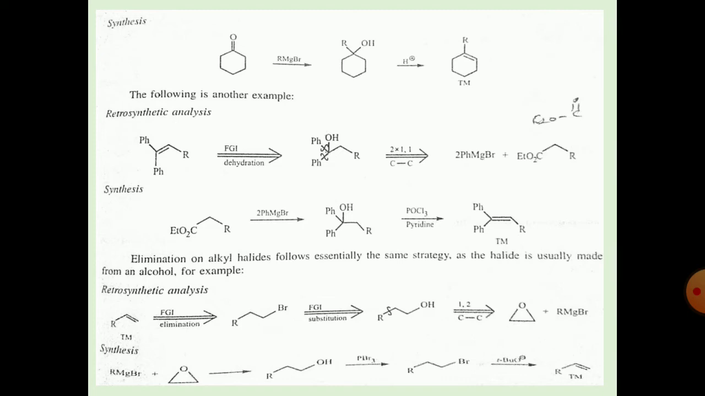The simple synthesis is that RMgBr is reacted with the epoxide ring, forming this alcohol, and PBr3 for the Appel reaction forms this alkyl halide, and then tertiary butoxide as a base abstracts the H plus, forming this double bond with removal of HBr.